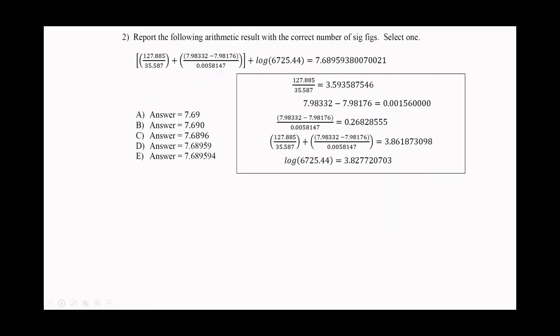Report the following arithmetic results with the correct number of sig figs. Okay, so basically, once again, we have the same parenthesis structure. We have some number added to some other number, right? And then those together are going to be added to this, right? So it really doesn't matter if these outer parts are in parentheses or not. I just want to make sure I give you the math. So let's see what we got here.